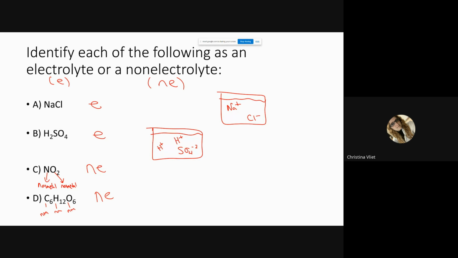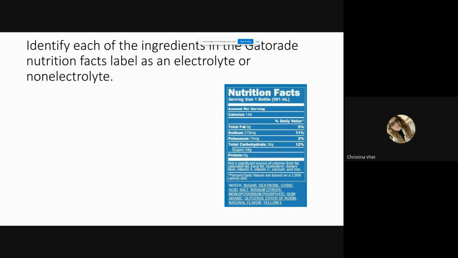So far, so good? Alright, so that was an intro to solutions, some things you need to know about solutions. Now we're going to get to the math very shortly. I think I have one more slide just to show you something you can do now that I've taught you this information. Take a look at the nutrition facts label here.